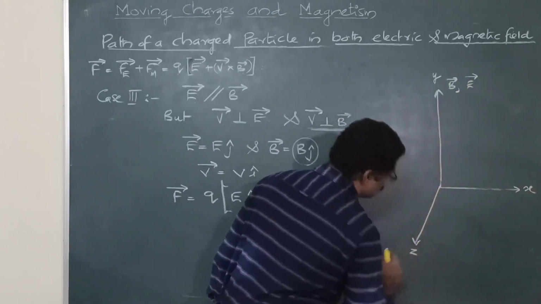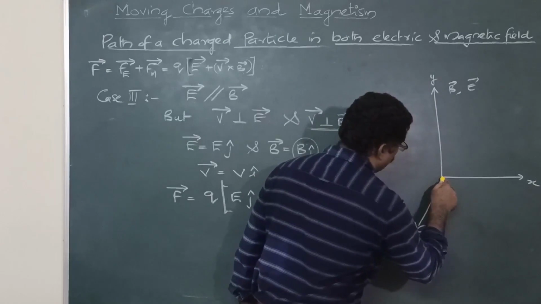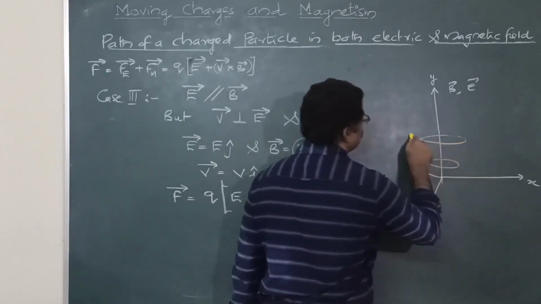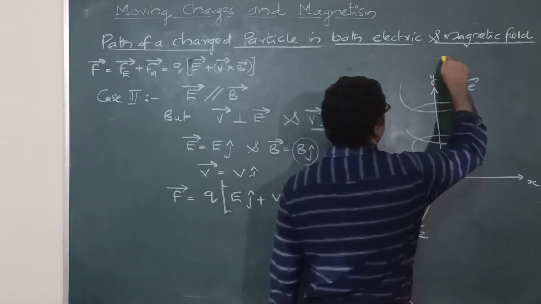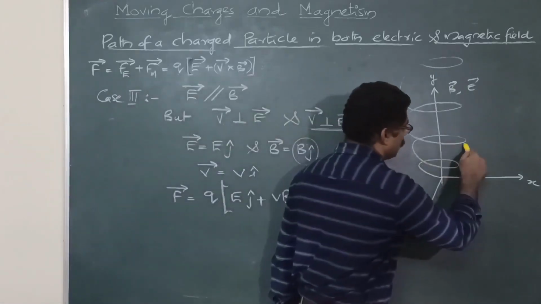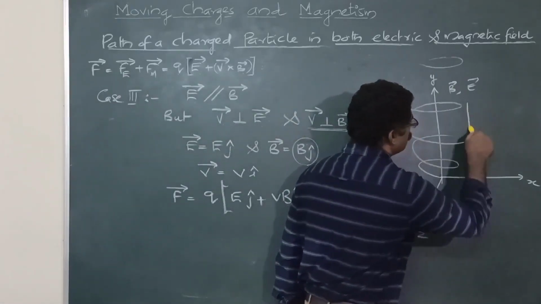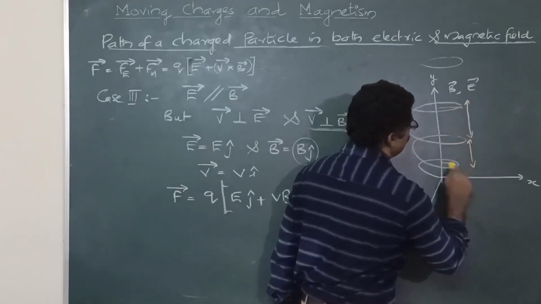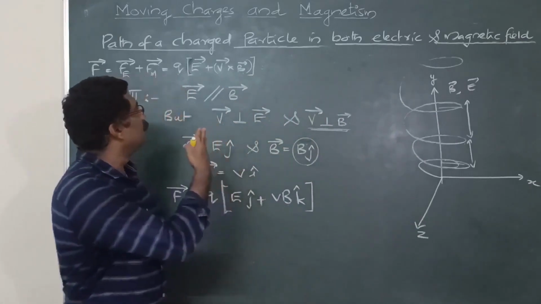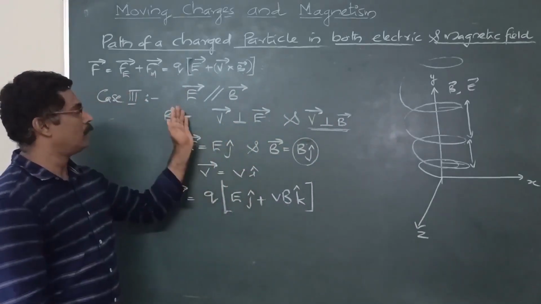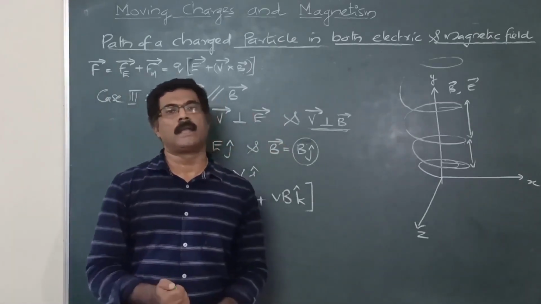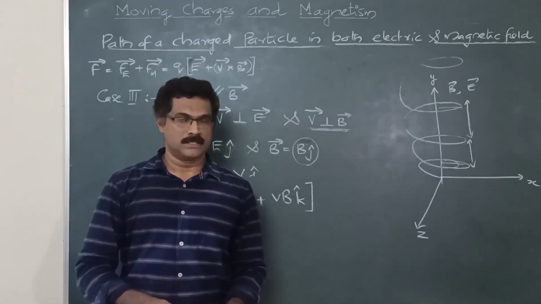So what is the case here? The particle will describe a circular path, but its pitch goes on increasing like this. So it will go along this type of helical path. Not the radius, actually the pitch is increasing. The pitch goes on increasing, but the radius remains the same. Okay, so this is about case number 3, when the charged particle is moving perpendicular to the electric field and perpendicular to the magnetic field, but the electric and magnetic fields are parallel to each other.